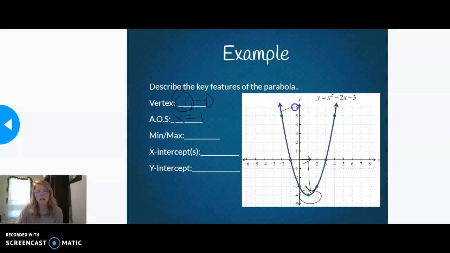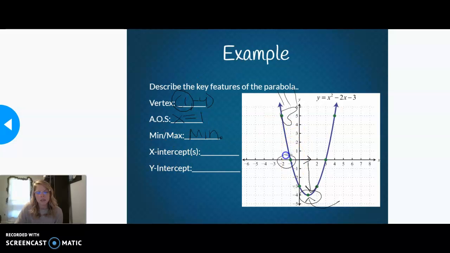Now, is it a minimum or a maximum? If we were riding this parabola like a roller coaster, notice that we're going down and the parabola would be facing up. Our vertex is where? It's at the bottom. So this would make it a minimum point.